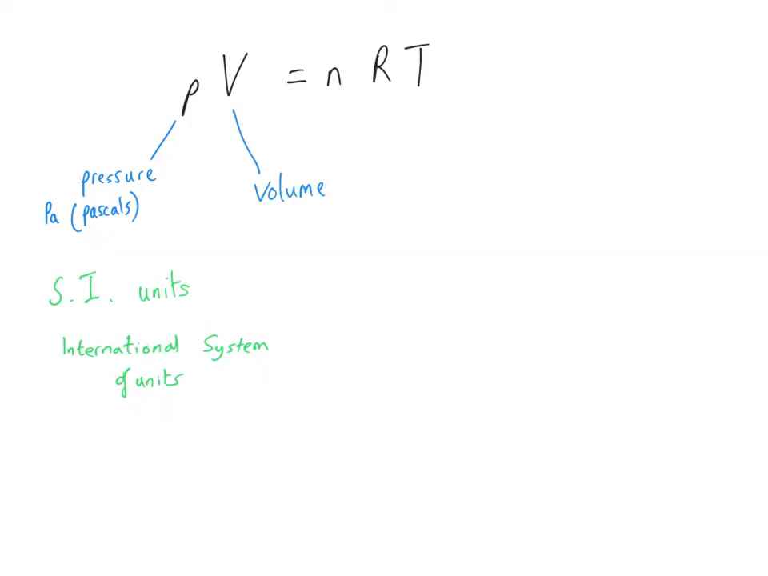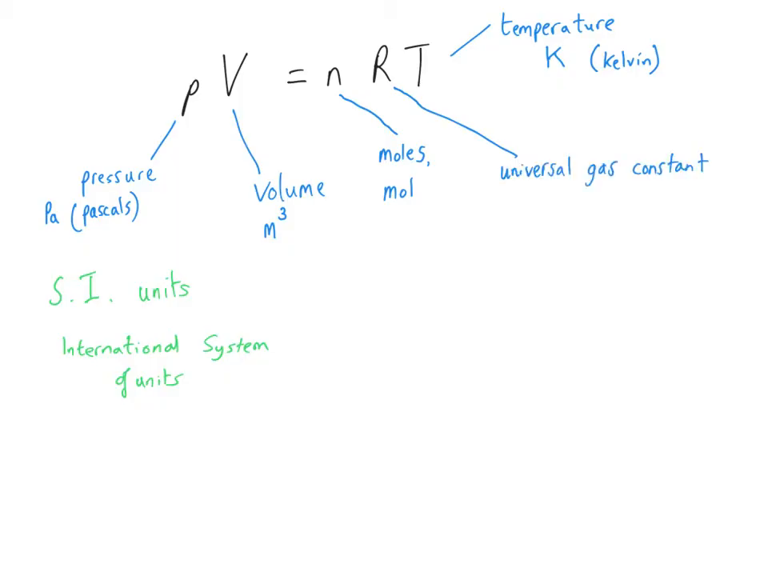V is volume, measured in cubic meters. n stands for the number of moles. T is the temperature, measured in Kelvin, which has the symbol K. And last of all, R is the gas constant, and it's got a number, 8.31 joules per Kelvin per mole.